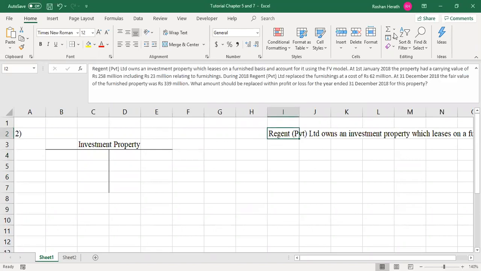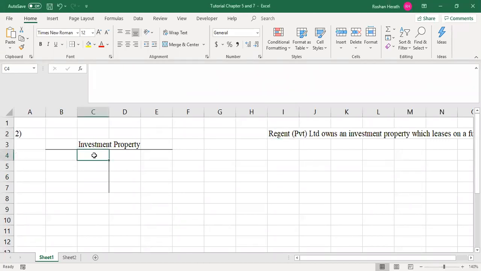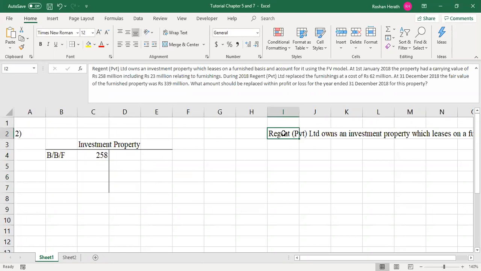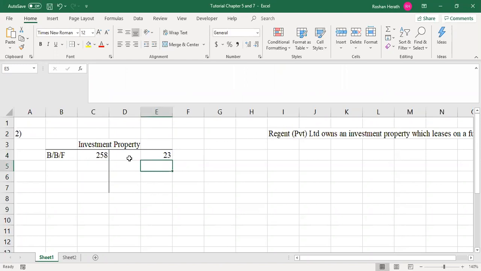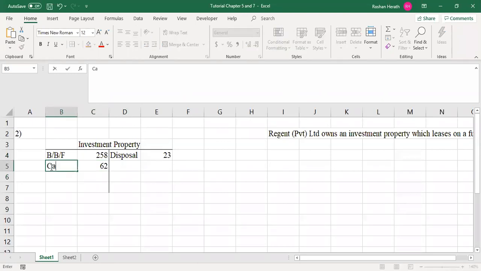At the beginning of the period, it says that the property carrying amount is 258. So you can simply take that 258. So that is a balance brought forward. That particular value is there at the beginning of the period. Then during the period, you have replaced the furniture. That is, 23 million worth of furniture you disposed. So therefore you can take that to a disposal account, 23 million. And also you add furniture at a cost of 62 million. So the cash gets credit, here it gets debit.